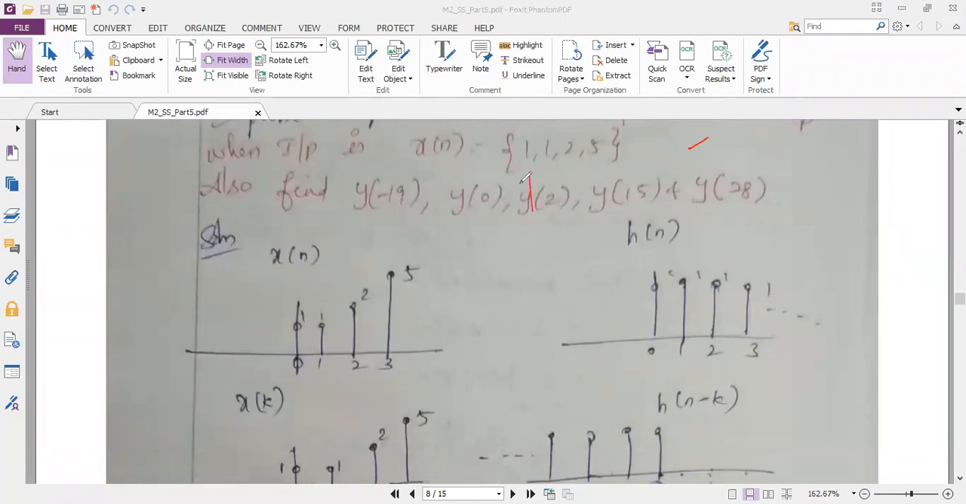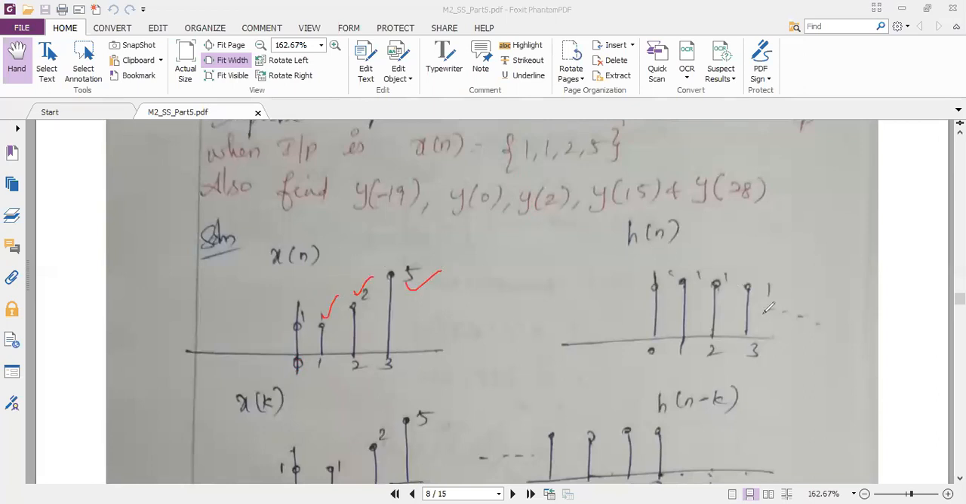And somebody said arrow mark is not given. See, if arrow mark is not given, by default the first sample value index is 0. Whatever is given as the first sample, I will draw it for the index n is equal to 0. That should be understood by everyone. So I am just drawing the first sample at n is equal to 0, the second sample at 1, third sample at 2, and fourth sample at 3.